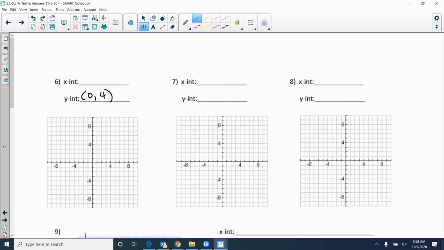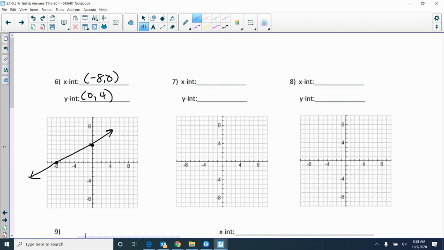All right, all of these have to be ordered pairs. So don't make it just a 4 or an 8. Make it -8, 0 and 0, 4. All right, got to graph it. So 0, 4 is right here. -8, 0 is right here. Go through them, extend past, put arrows on there.